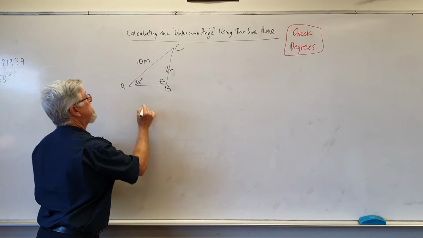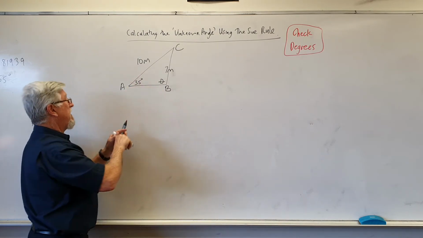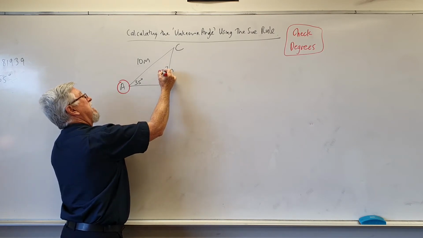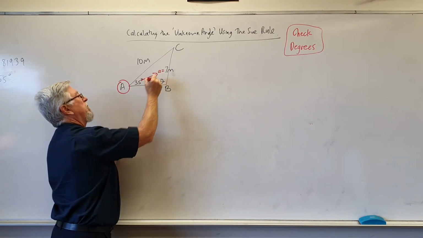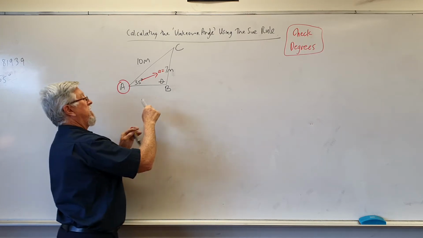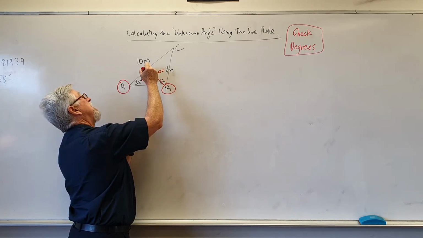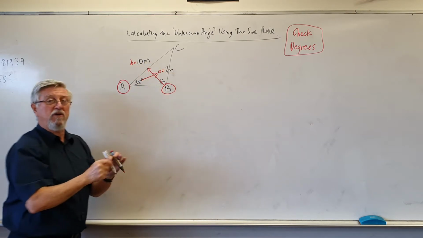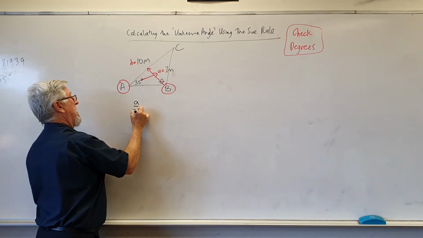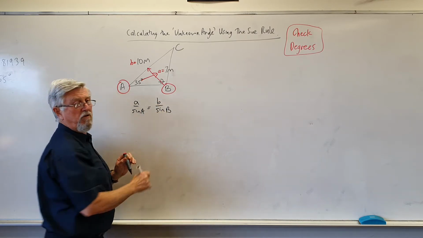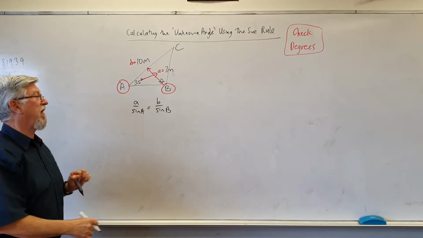If you're a letter person, you'd write it as, here is a capital A. That makes this one over here a little a. So across from the capital A is the little a. Here is the capital B. So across from the capital B is the little b. So let's go to the rule. A on sine A equals B on sine B. And some people like to write C on sine C. Or you can write different letters altogether.